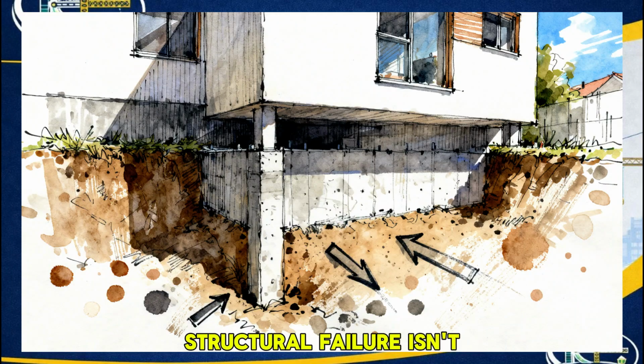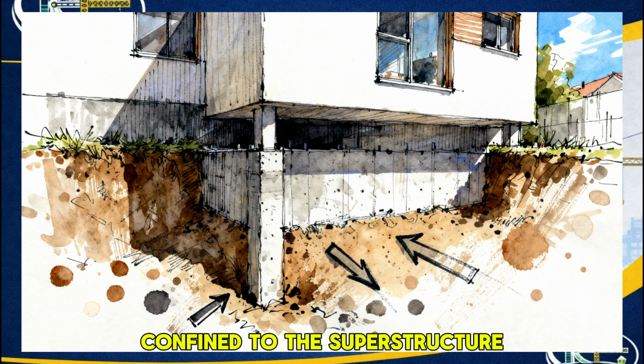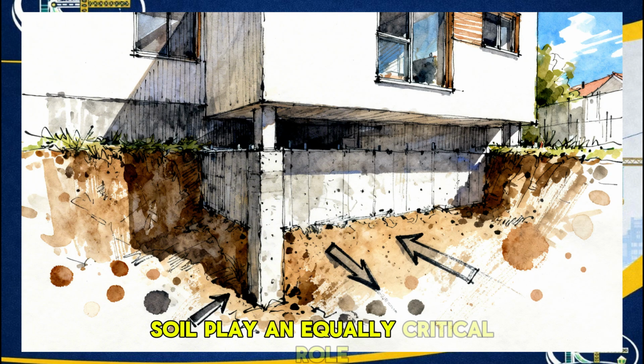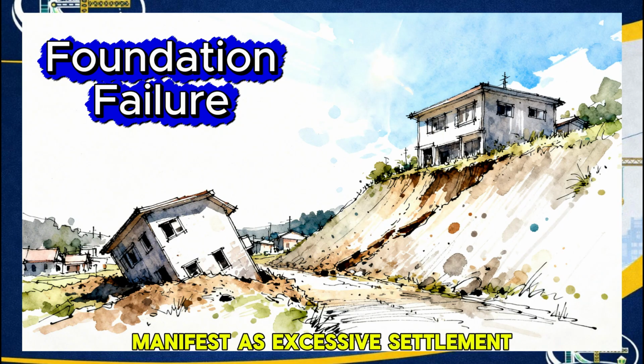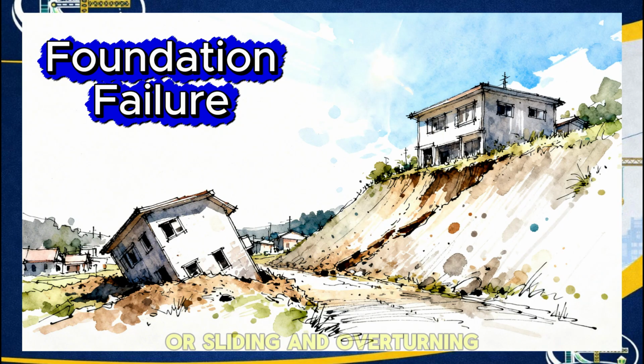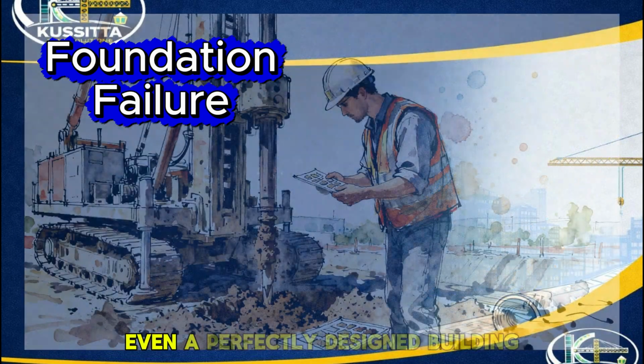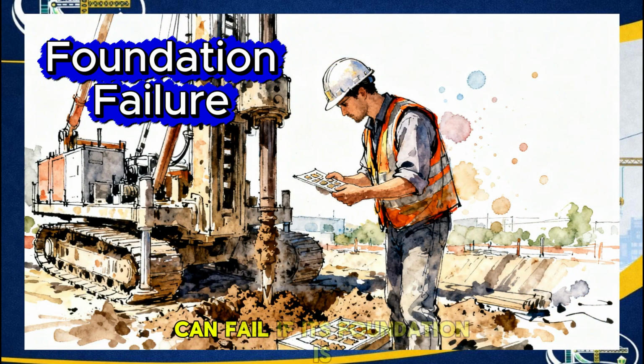Structural failure isn't confined to the superstructure. The foundation and underlying soil play an equally critical role. Foundation failure can manifest as excessive settlement, bearing capacity failure, or sliding and overturning on sloped sites. Even a perfectly designed building can fail if its foundation is compromised. This highlights the importance of thorough geotechnical investigations.